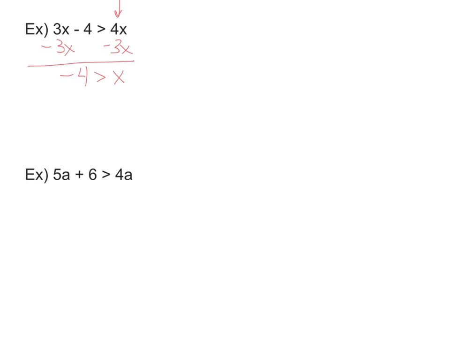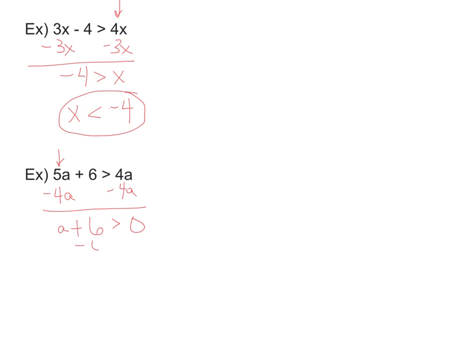Another way I could write this, especially for graphing purposes, is to turn it around so that it's x is less than negative 4. Okay. On the next one, the 5 is the biggest one, so I'm going to subtract my 4a over. And when I subtract that over, I'm left with a plus 6 is greater than 0. So then I subtract 6, and a is greater than negative 6.